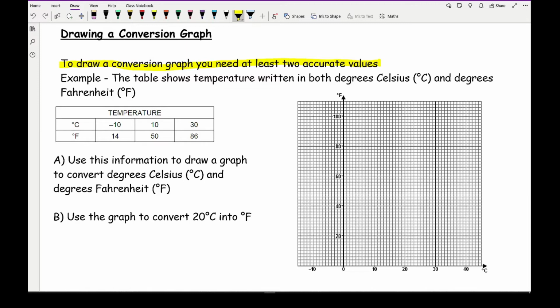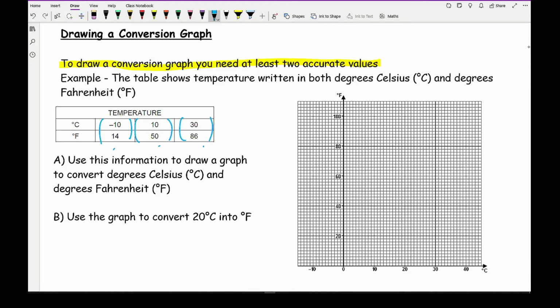Now in this particular example, it says that the table shows a temperature written in both degrees Celsius and degrees Fahrenheit, and you can see we've got 3 potential coordinates. So let me just highlight what those 3 coordinates are, which is like so. Now the first part says use this information to draw a graph to convert degrees Celsius and degrees Fahrenheit. So what we're going to do here is plot these 3 points. The first one is at -10, 14.